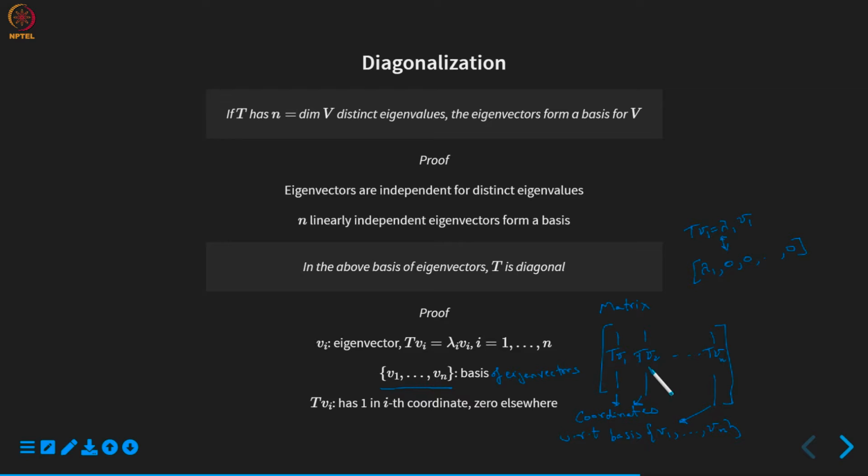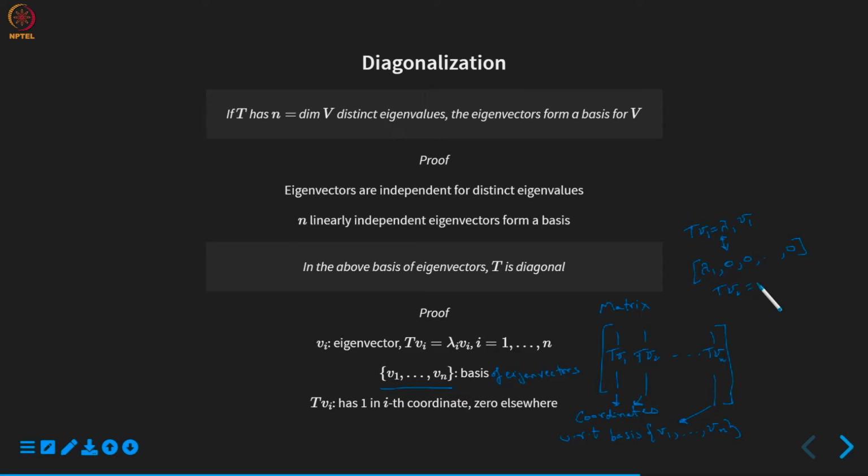What about Tv2 now? Tv2 is lambda 2 times v2. Now, lambda 2 times v2, if you look at the coordinates, will be 0, lambda 2, 0, 0, 0. So, what will be the second column? 0, lambda 2, 0, 0, 0. So, likewise, you will finish everything and you will get a diagonal matrix here. So, it's a very simple and powerful idea. It's very important to write it down.